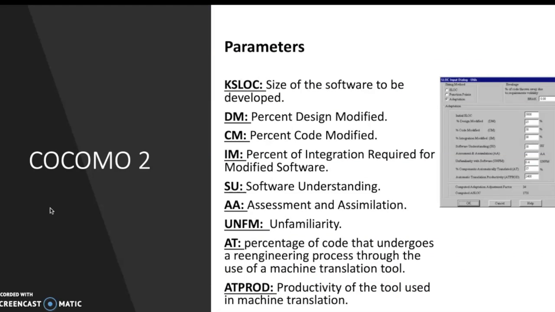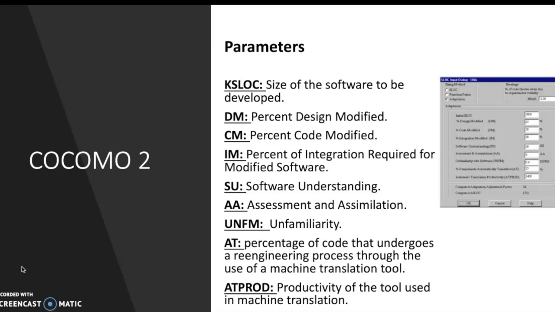The parameters of COCOMO 2 are: first one, KSLOC, size of the software to be developed. DM, percent design modified, percentage of the adapted software's design which is modified in order to adapt it to the new objectives and environment. CM, percent code modified, the percentage of the adapted software's code which is modified in order to adapt it to the new objectives and environment.